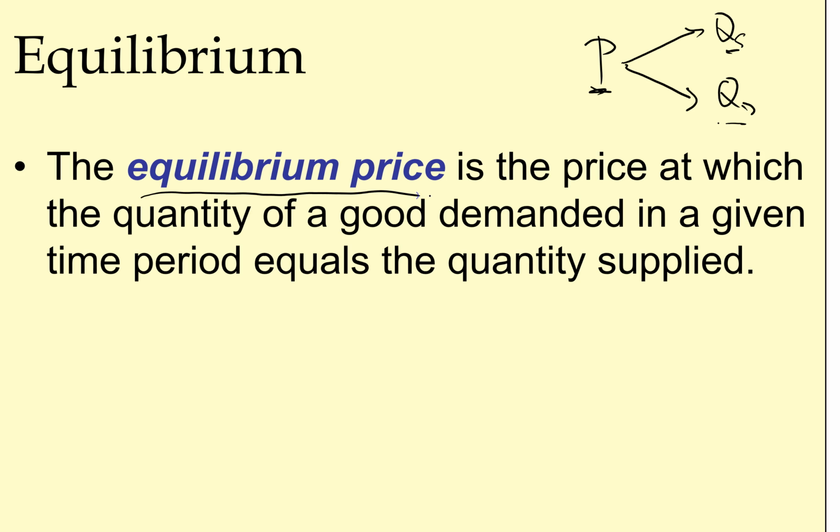The equilibrium price is a special price. That's the price where if the price reaches equilibrium price, we achieve allocative efficiency because people are producing what people want. Supply equals demand. Let's look at that.